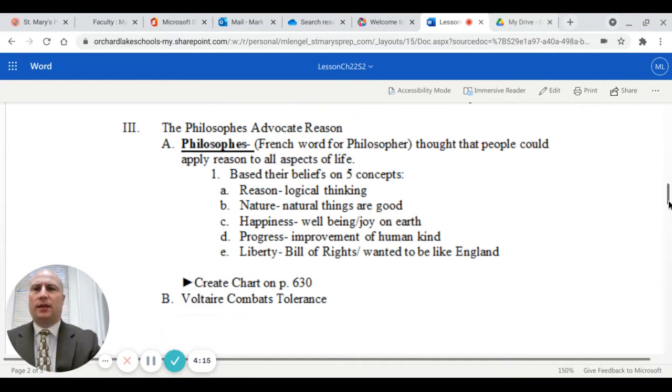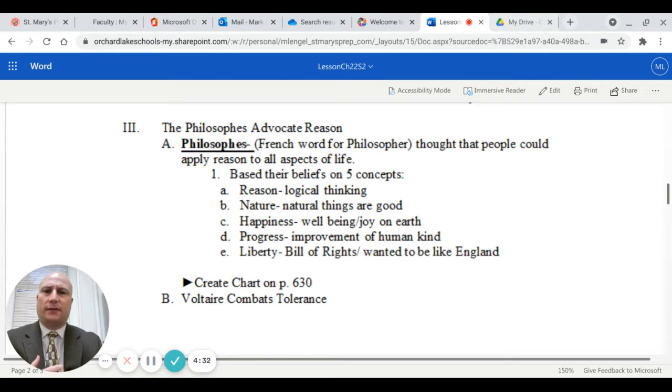All right, next, let's take a look at Roman numeral number 3. We're going to talk about a group of philosophers during the Enlightenment time that advocated for reason. They actually were called the Philosophes, which is the French word for philosopher, and they thought that people could apply reason to all aspects of life.